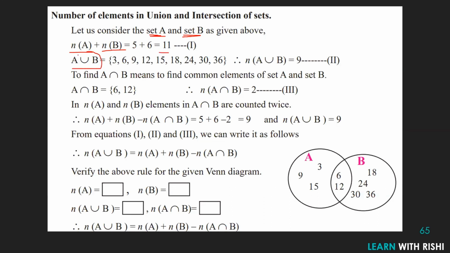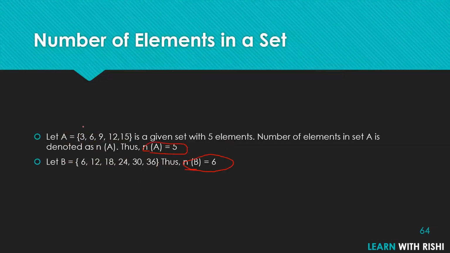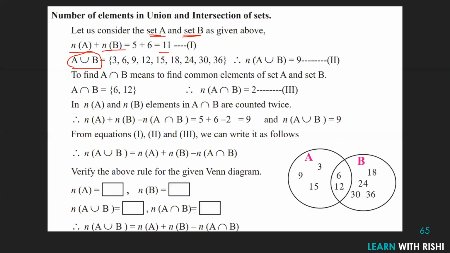So what is A union B? A union B means we will include all the elements. So 3, 6, 9, 12, 15. 6 is already in set A. Then 12 is already in set A. 18, 24, 30, 36. How many elements are there? 1, 2, 3, 4, 5, 6, 7, 8, 9. So 9 elements are there. So we have written all the elements of A union B. Therefore, n of A union B, the number of elements present in A union B, is equal to 9.